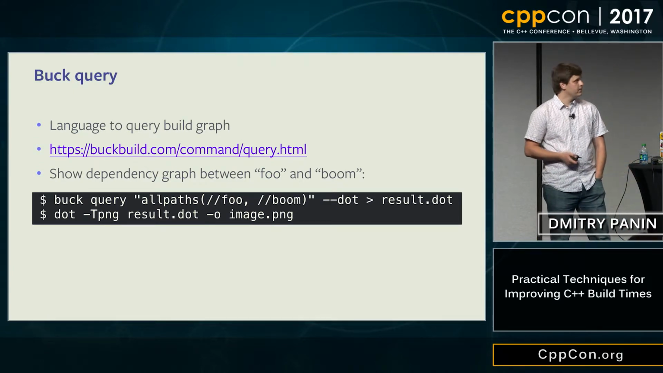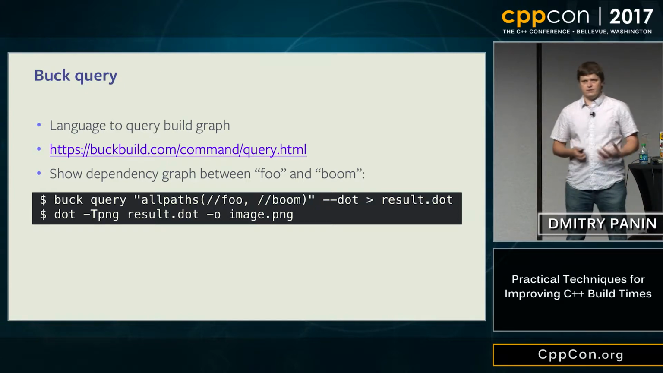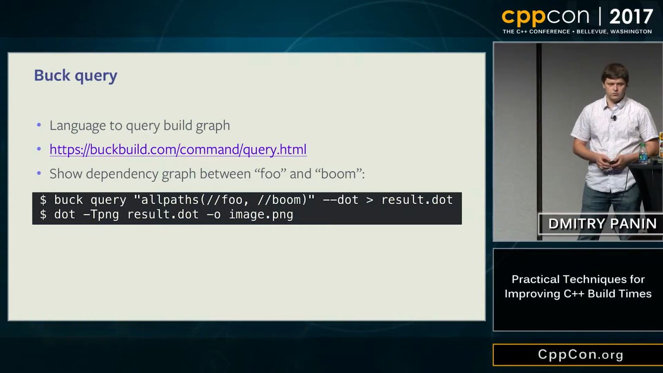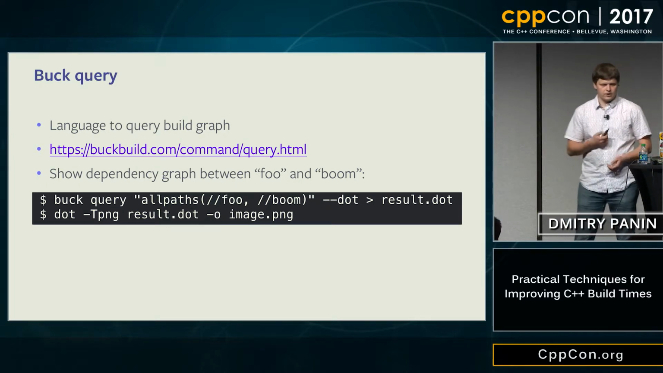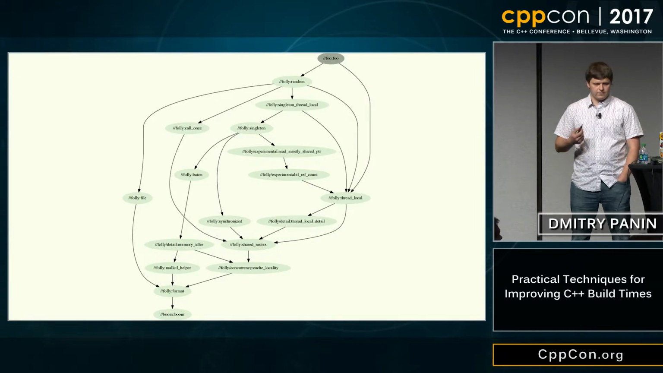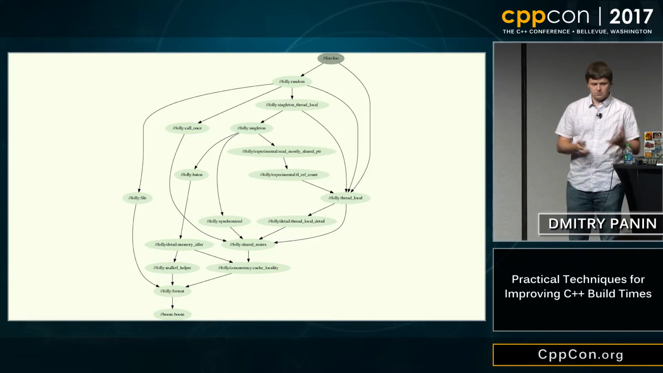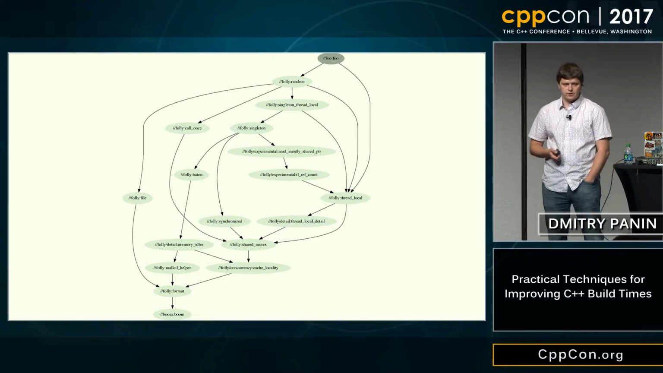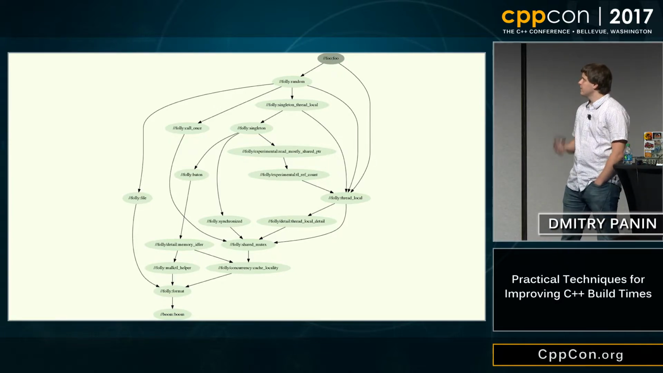We have a query language built into Bug, and by running this simple command, it will show you the dependency graph between these two targets. And then you can run and visualize it. So it might look something like this. I'm not sure if it can be seen, but on the bottom there is your target, and you can now reason about the graph and see where this dependency was added.